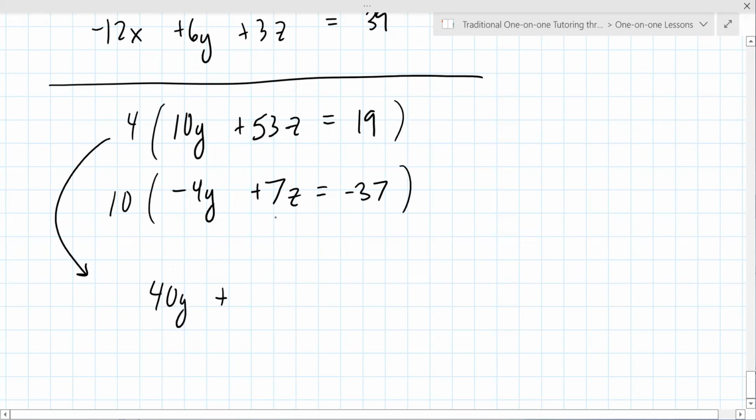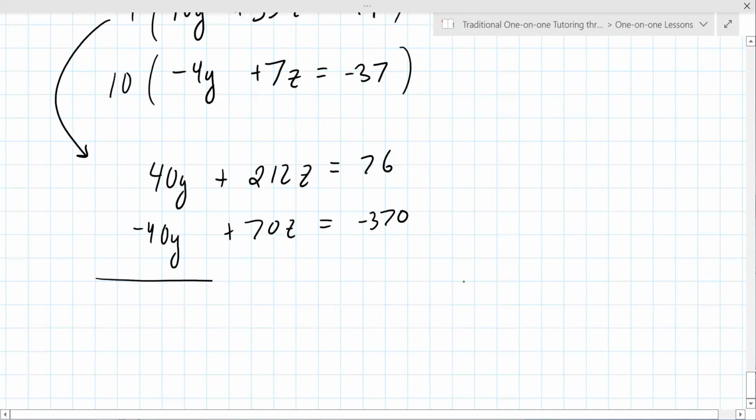So this is where you may want to grab that calculator. 212z equals 76 minus 40y plus 70z minus 370. Now it looks bad, but it probably works out just fine here. Although this is not looking good.